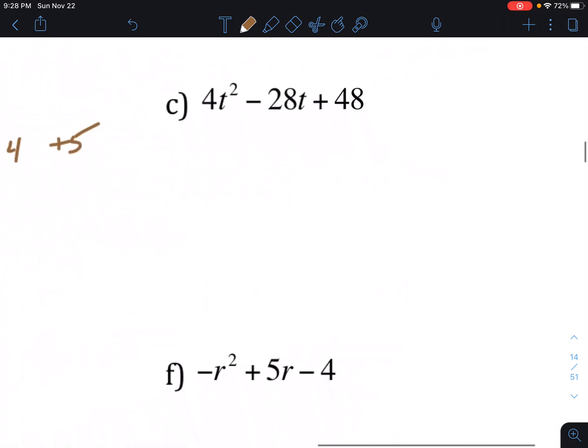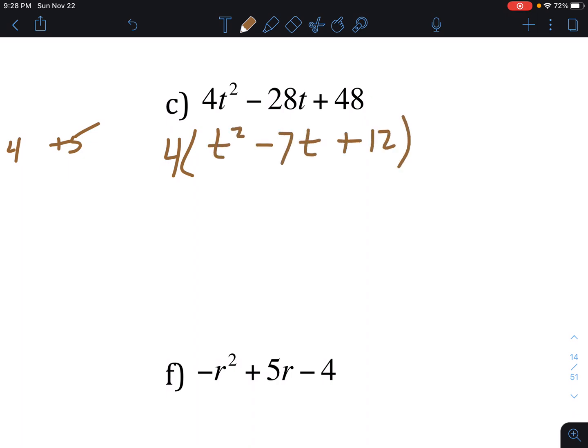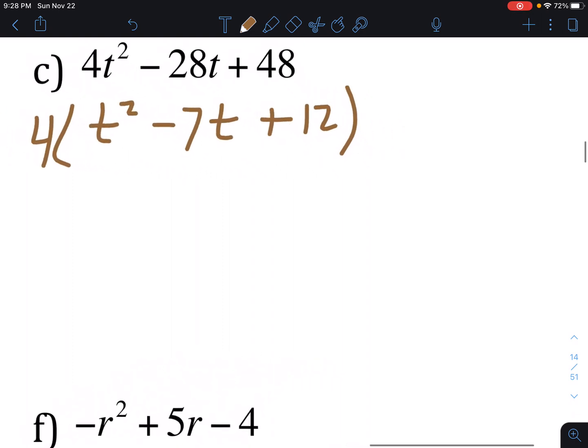Letter C, GCF. Yes, I got one here. It's a 4. Divide by 4. Let's see if I don't screw it up this time. Divide everything by 4. Make sure your T's are a little cursive so they don't look like pluses.